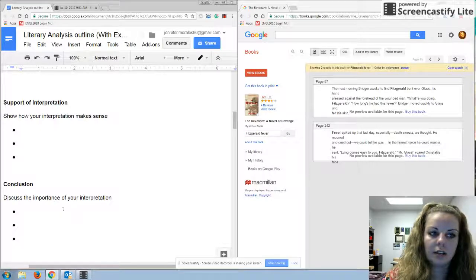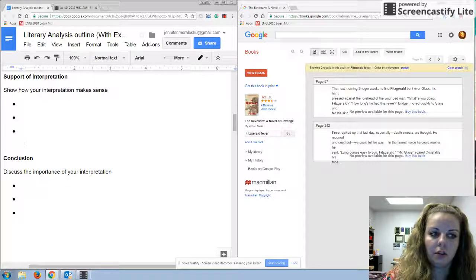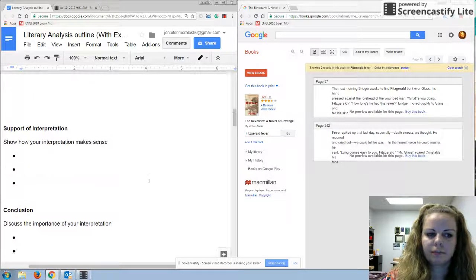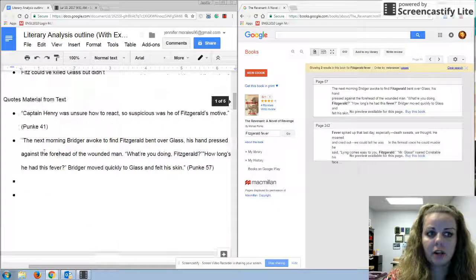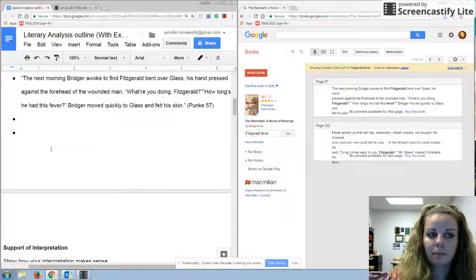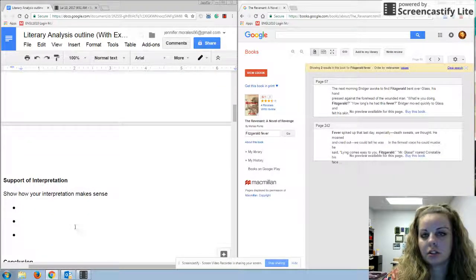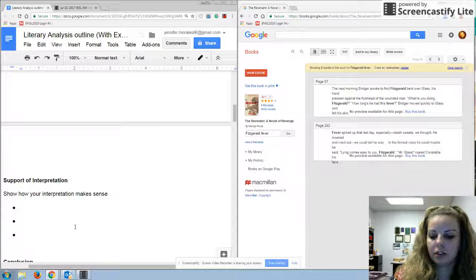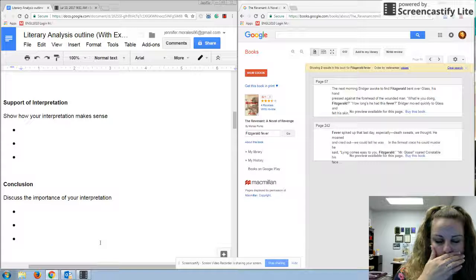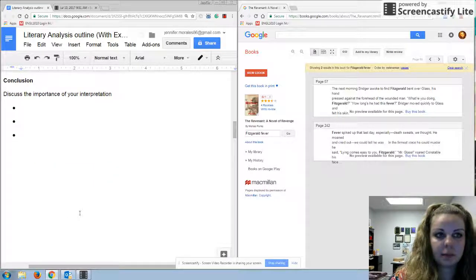And then lastly, at the end, you want to conclude the paragraph and show the importance of your interpretation. So the first thing you're going to do in each paragraph is you're going to show your main point. Then you're going to use a quote from the book. And then you're going to show your interpretation, explaining how the quote that you got out of the book relates to your interpretation of it. And then lastly, the importance of your interpretation before you move on to your next point.